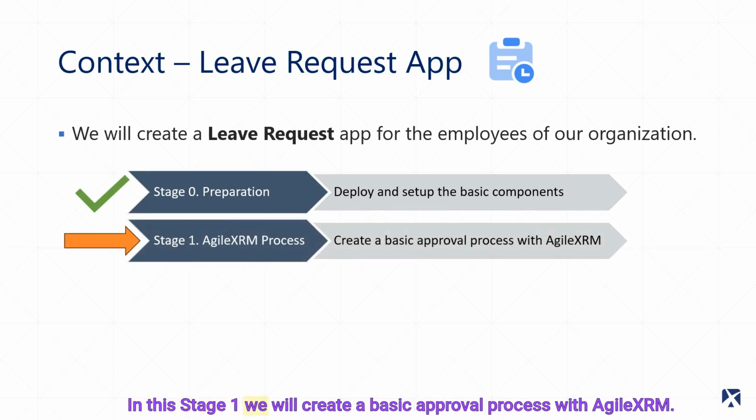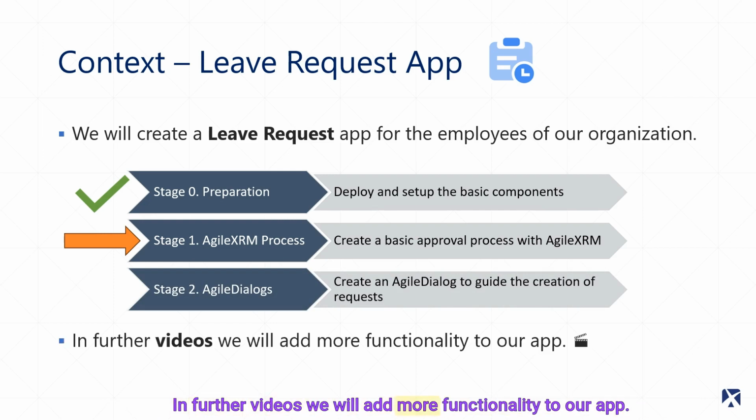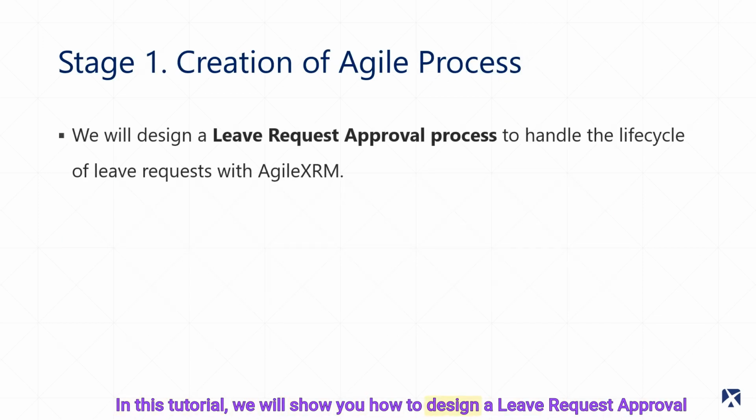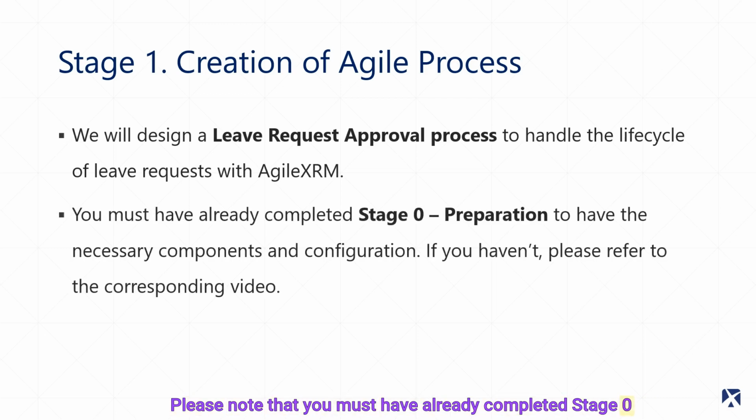In this Stage 1, we will create a basic approval process with AgileXRM. In Stage 2, we will create an AgileDialog to guide the creation of requests. In further videos, we will add more functionality to our app. In this tutorial, we will show you how to design a leave request approval process to manage the leave request lifecycle with AgileXRM. Please note that you must have already completed Stage 0 preparation to have the necessary components and configuration. If you have not, please refer to the corresponding video.